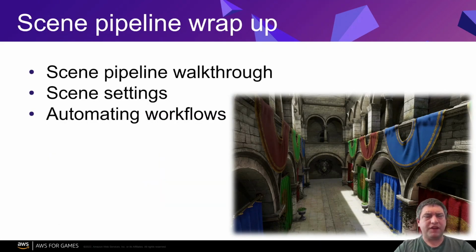So to wrap things up, I've given you a walkthrough of the scene pipeline and covered what scene files are, how they're processed, and what they're processed into. Then the scene settings themselves that control how those scene files are processed to make sure you get the content into the engine the way you want. And then finally, options you have for automating workflows to make it so the content you get into the engine matches your needs.